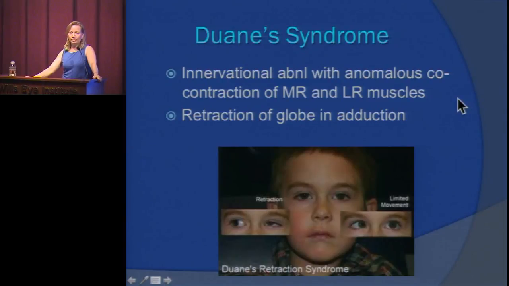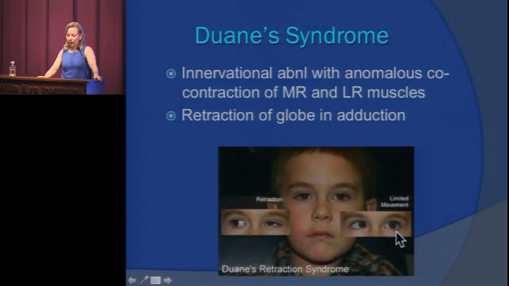Duane syndrome, another type of vertical deviation. This is due to an innervational abnormality with anomalous co-contraction of the medial and lateral rectus muscles. And here you'll see retraction of the globe in adduction, and this is a really good picture of it. You'll see this child has fairly good primary position. In adduction, you can see the palpebral fissure narrowing because of the significant retraction. He's got reduced adduction in that position.